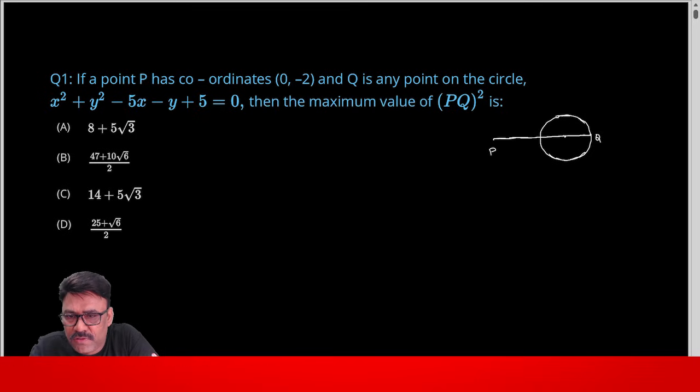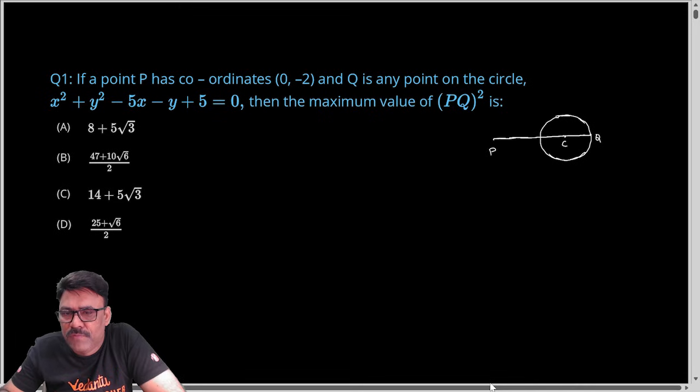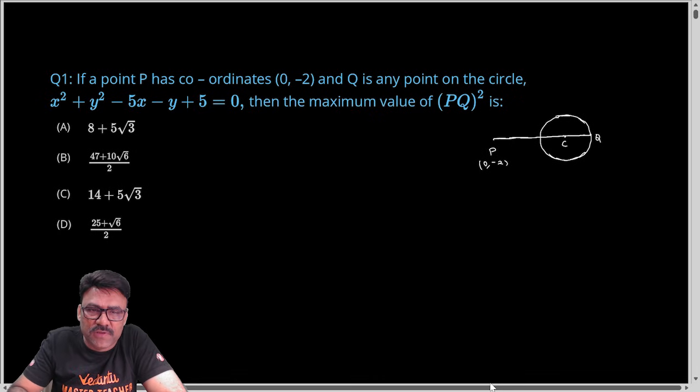Let's say the center of the circle is C. The point P we already know is 0, -2. The center you can easily find. The center of the circle is 5 by 2, 1 by 2. Let's find the radius of the circle. The radius of the circle is under root 25 by 4 plus 1 by 4 minus 5.